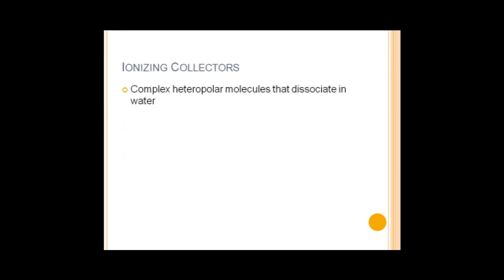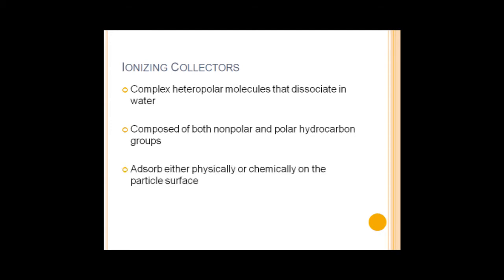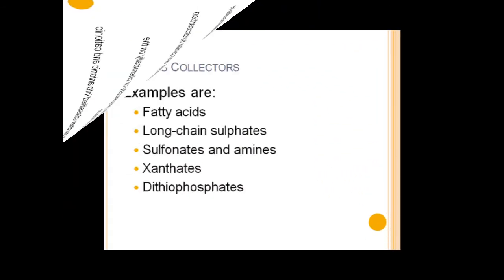The ionizing collectors dissociate into ions in water and are made up of complex heteropolar molecules, in that the molecule contains both a nonpolar hydrocarbon group with pronounced hydrophobic properties and a polar group with hydrophilic properties. They adsorb either physically or chemically on the particle surface and can further be classified into anionic or cationic collectors depending on the nature of the nonpolar hydrocarbon group.